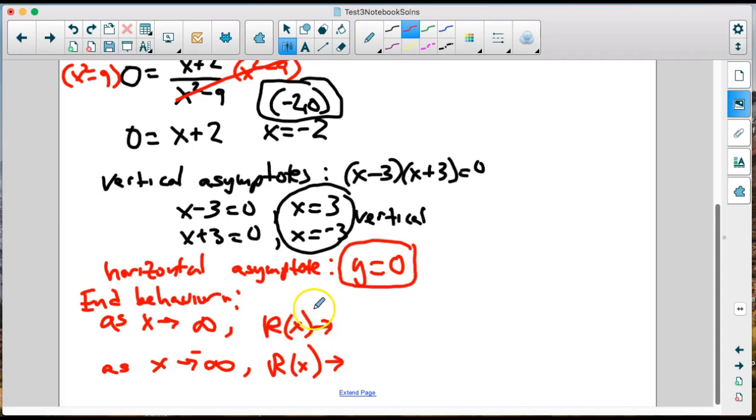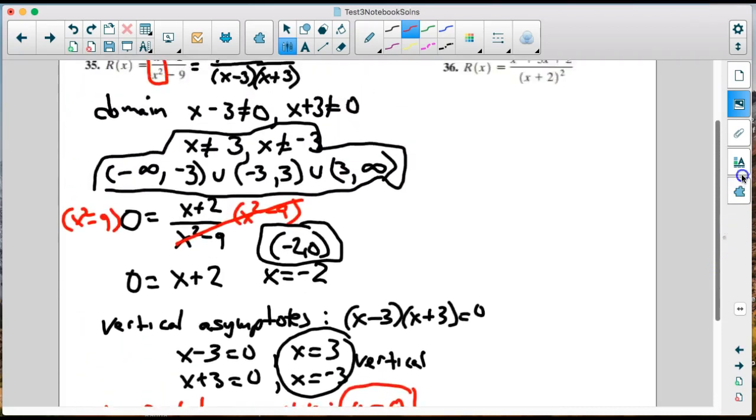Now we could graph this function to look at it, but since we have a horizontal asymptote, that's where it's going to approach. As x gets bigger, it should approach the horizontal asymptote. So in this case, both sides should approach 0 because of the horizontal asymptote. All right, let's look at the second example.